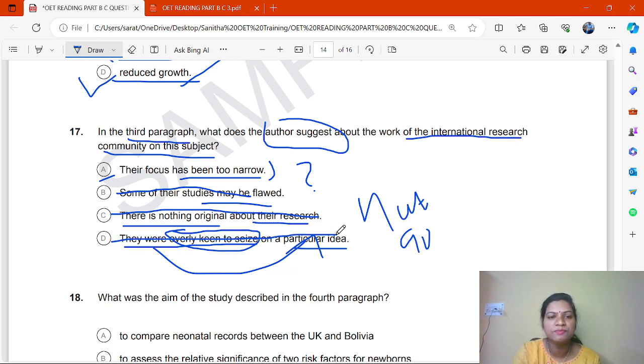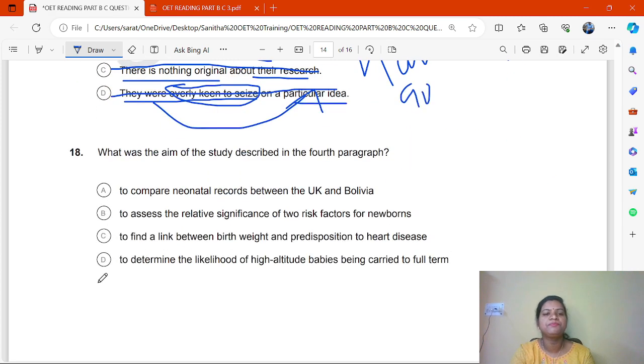So what is the answer here? Their focus has been too narrow. A is the answer.